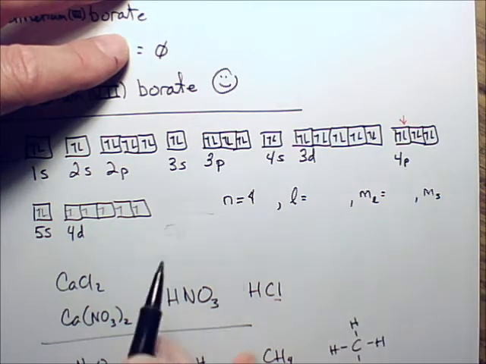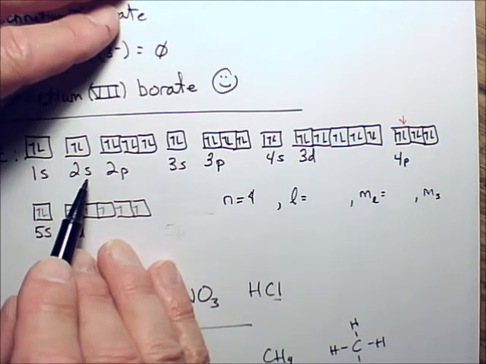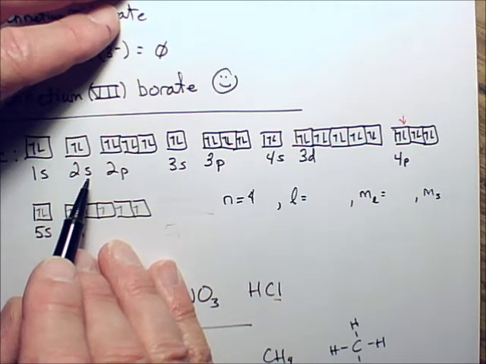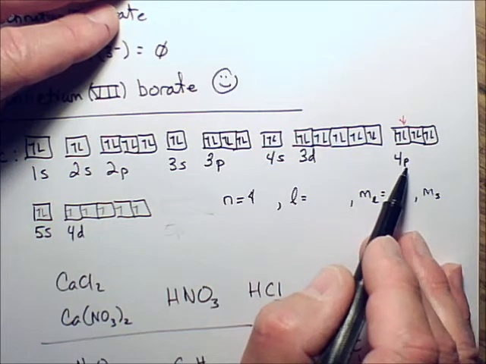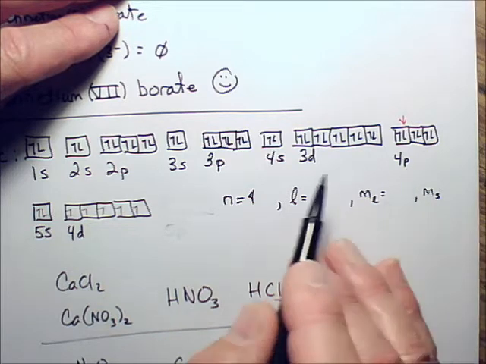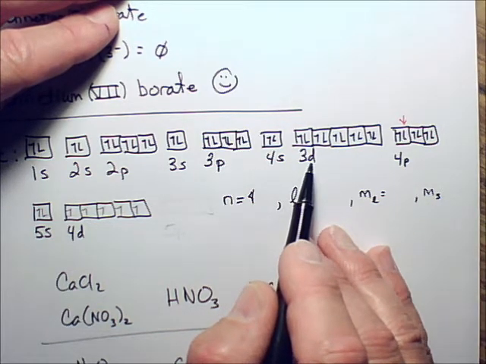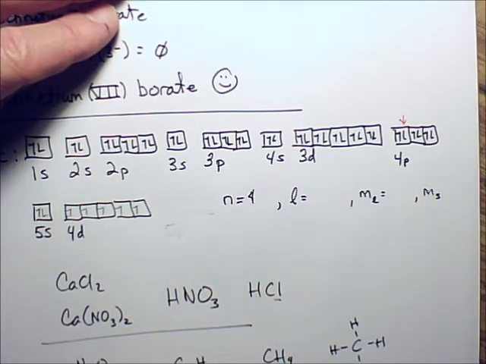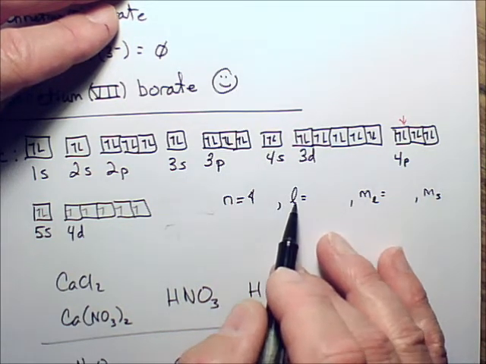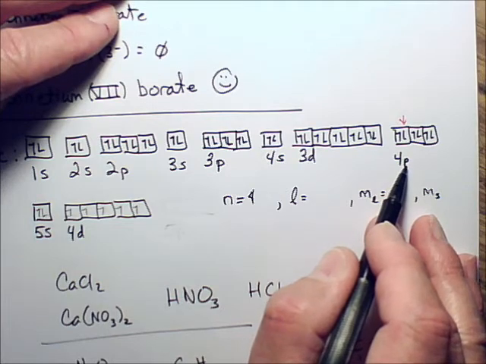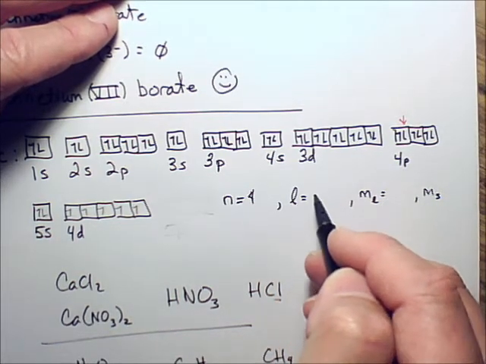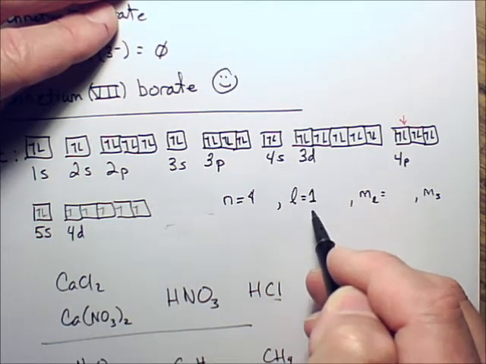And what I've told you is that sublevels S are always 0. Sublevels P are always 1. Sublevels D are always 2. And we don't have an F up here, but sublevels F are always 3. Okay? So for our sublevel P, the number is 1.